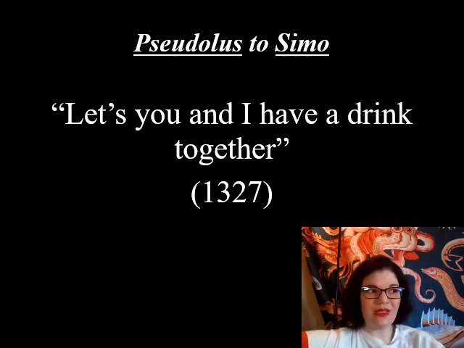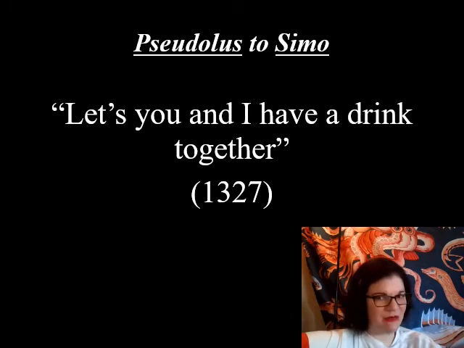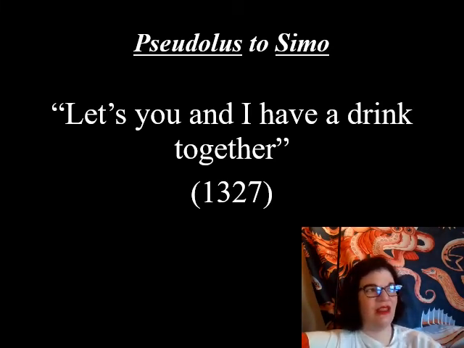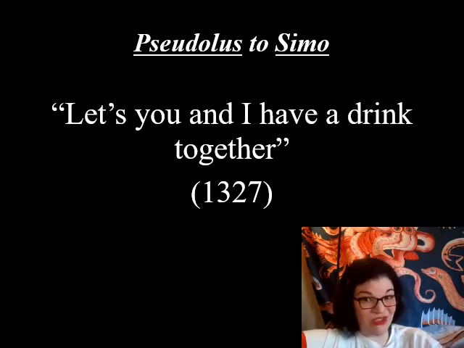Because Pseudolus isn't getting punished for what he's done during the play, but he's also not getting rewarded with freedom. He's not using the money for himself. He ultimately used the money to benefit one of the people who enslaved him. So, in some ways, Pseudolus has preserved the social order even as he's been undermining it.